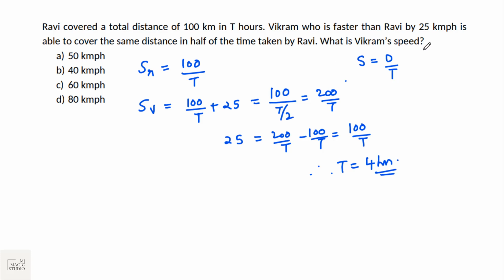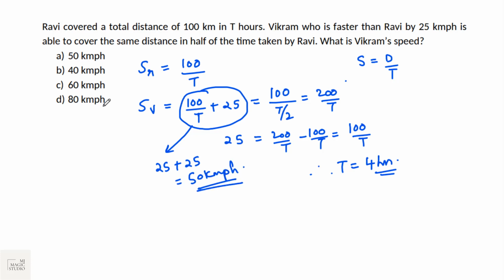Now what is asked? What is Vikram's speed? So Vikram's speed is 100 by 4, that is 25 plus 25, that is 50 kmph. 50 km per hour. Simple question, just put in the formulas and do it.